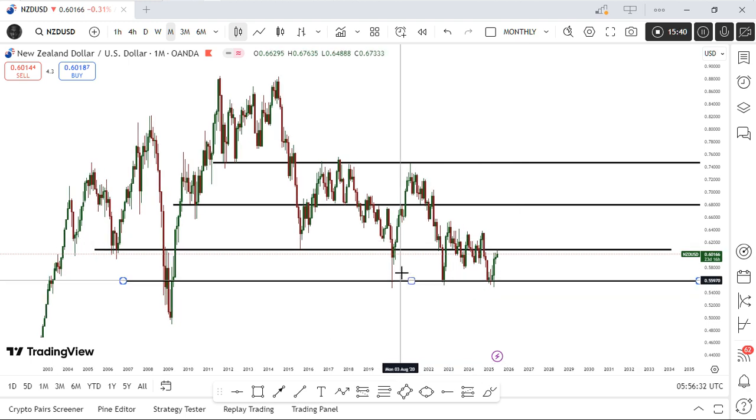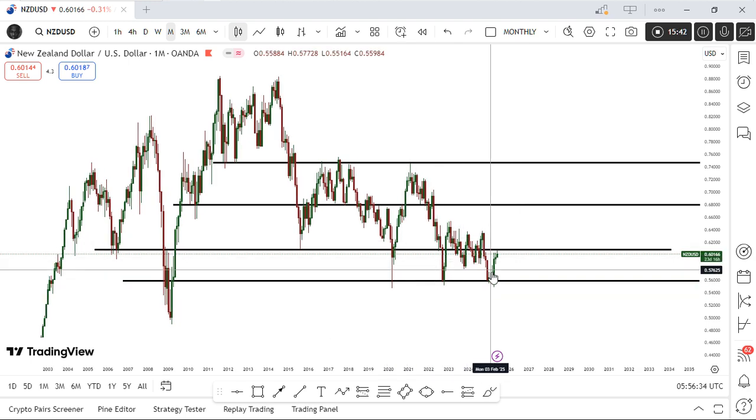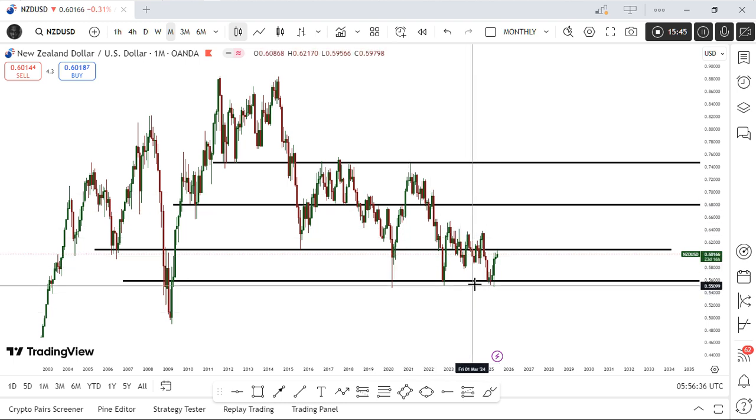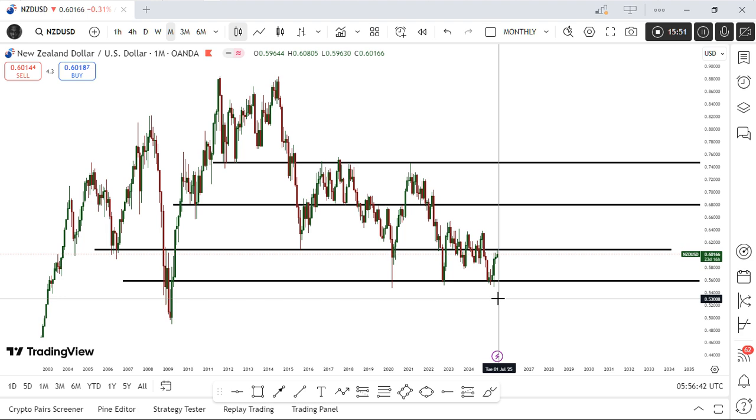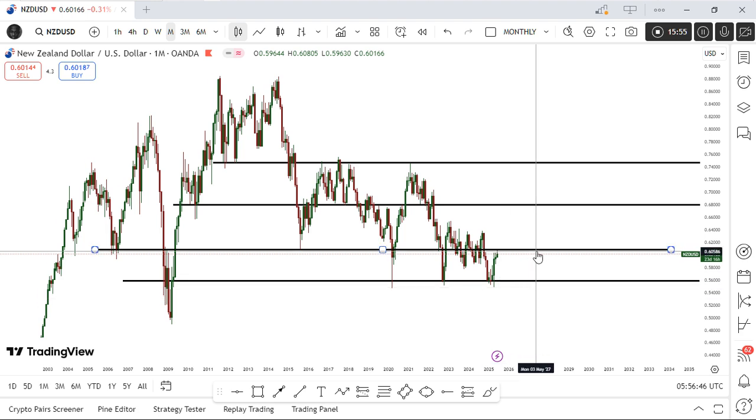Had it wanted to continue its downtrend momentum, this zone right here would have been taken out. It should have been broken, but it did not break it. It sat there nicely and then it started pushing to the upside.